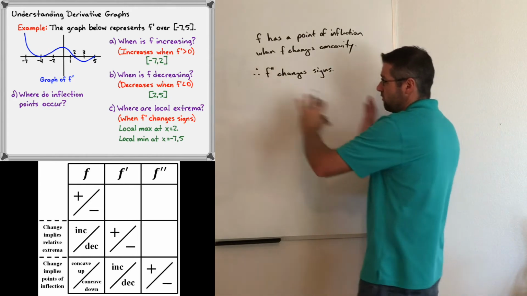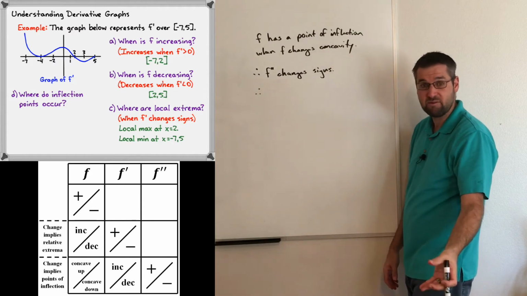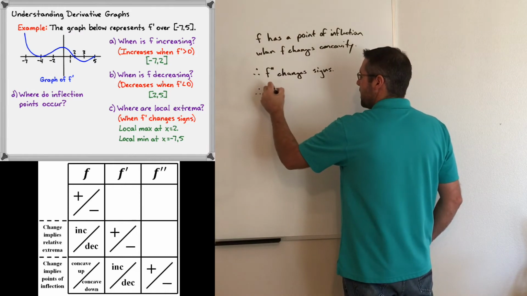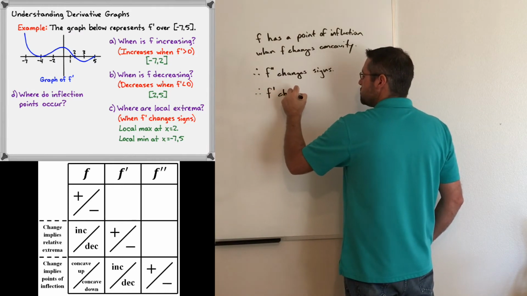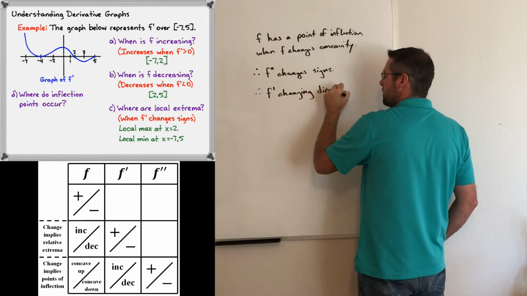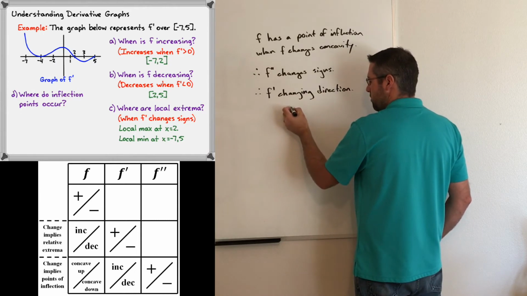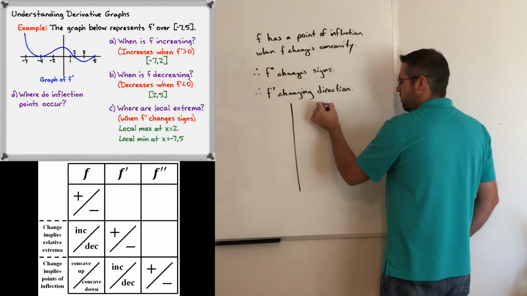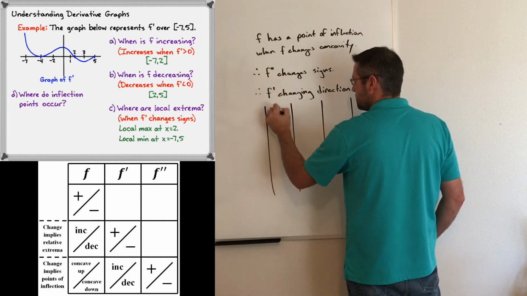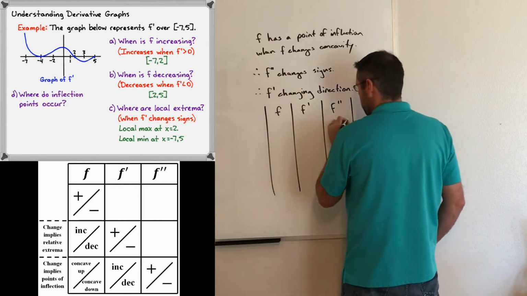But now we've got to go over to our chart and interpret it according to the f prime graph that was given here. So if f double prime is changing signs, that implies that f prime is changing direction, okay? So let me write the chart here. I know it's off to the side, but I want to be able to point to it right now. We have these graphs, or we have these relationships here. This is the column for F, F prime, and F double prime, okay?